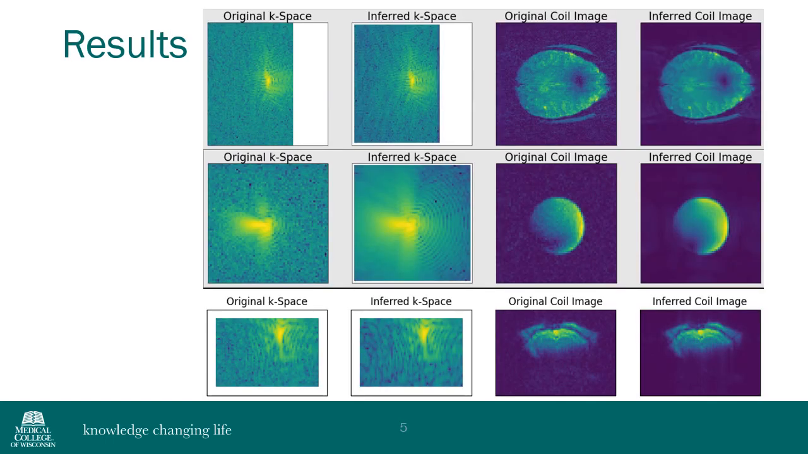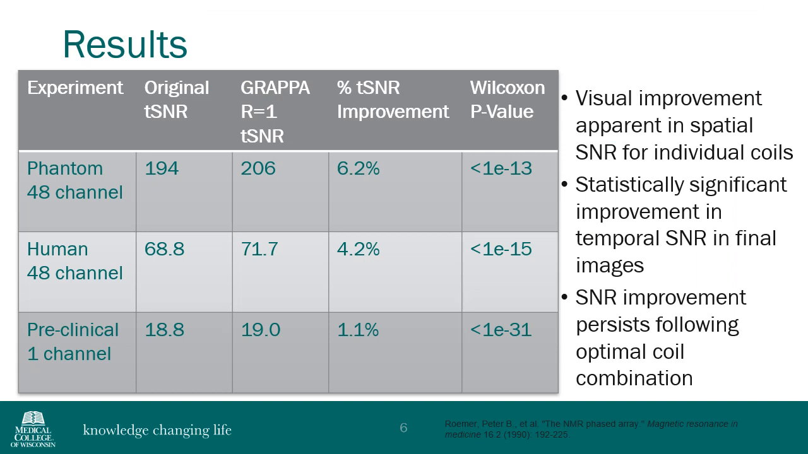Here are representative coil images from the human, phantom, and preclinical acquisitions. The GRAPPA inferred K-space shows a more smooth variation, as would be expected due to the convolution of K-space with the Fourier transform of the coil sensitivity map. Differences in noise profile between the single coil reconstructed images are clearly apparent in each case, with reduced noise in the inferred images. Improvements of 1 to 6% were observed in the reconstructed time series signal-to-noise ratio. In each case, the improved TSNR was statistically significant.